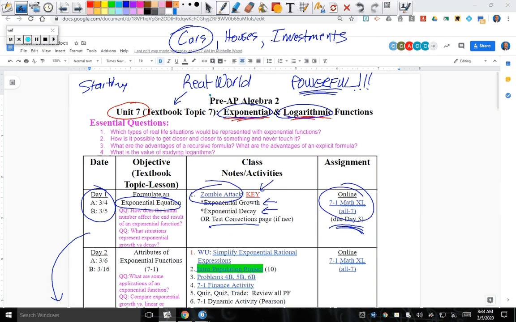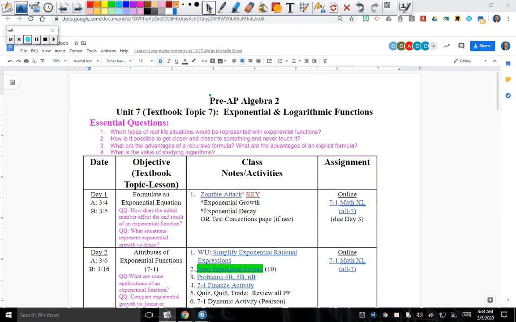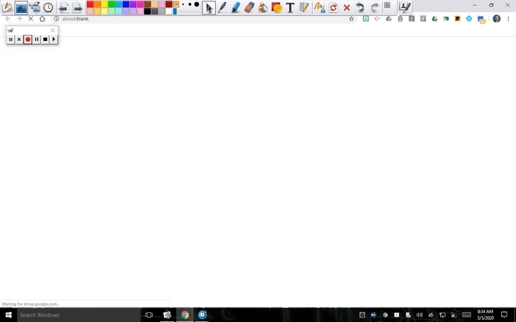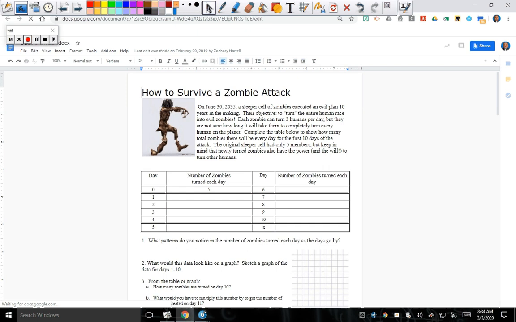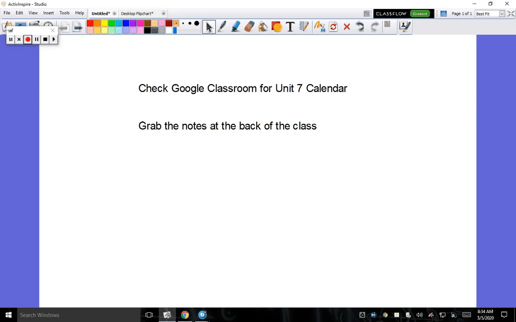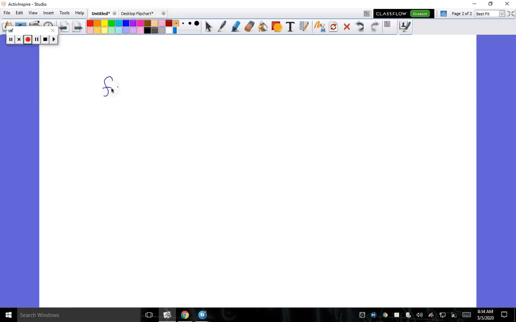But I do want to go ahead and start by looking at this activity of zombie attack, and we're going to study pretty much what is exponential growth. Okay, so let me go ahead and go to this screen here, and let me ask you, we have a lot of functions that we've learned so far. We've learned y equals x, we've learned x squared, we've learned square root of x, we've learned absolute value of x. What other functions have we learned?